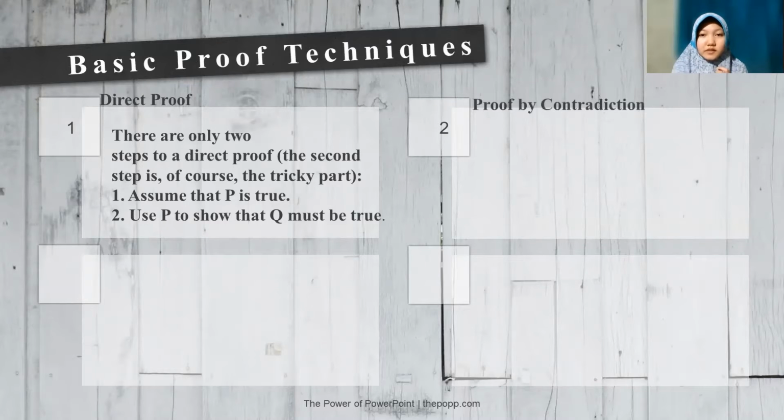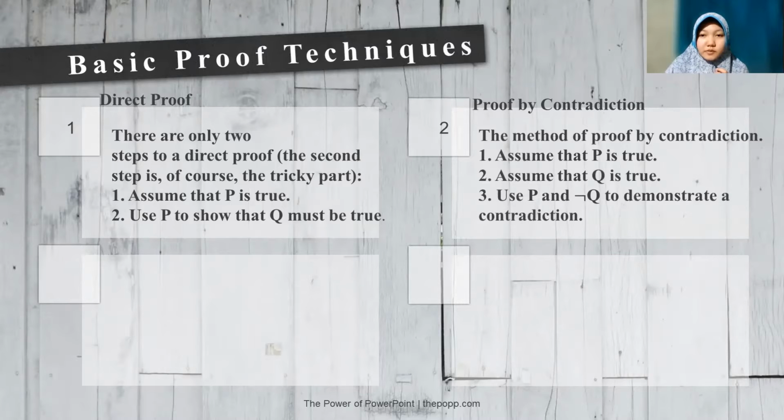And the second is proof by contradiction. The method of proof by contradiction: assume that P is true, assume that negation Q is true, use P and negation Q to demonstrate a contradiction.